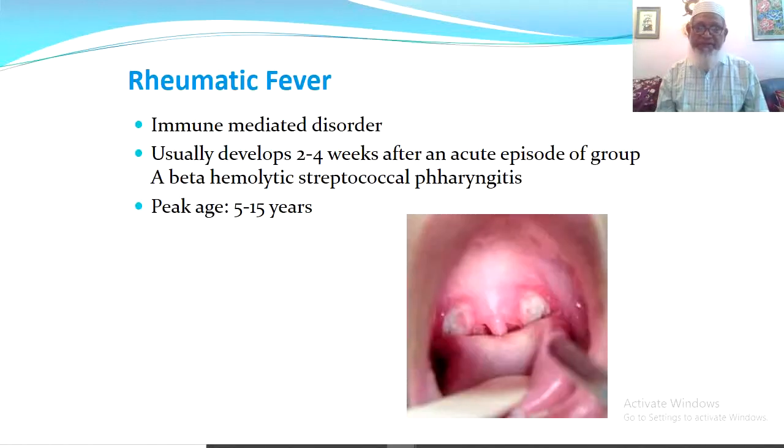Rheumatic fever is an immune-mediated disorder. It usually develops 2 to 4 weeks after an acute episode of group A beta hemolytic streptococcus, usually from pharyngitis. The peak age is from 5 to 15 years, and this 5 to 15 years is also called the streptococcal age. The other diseases which are caused by the streptococcus occur during this period.